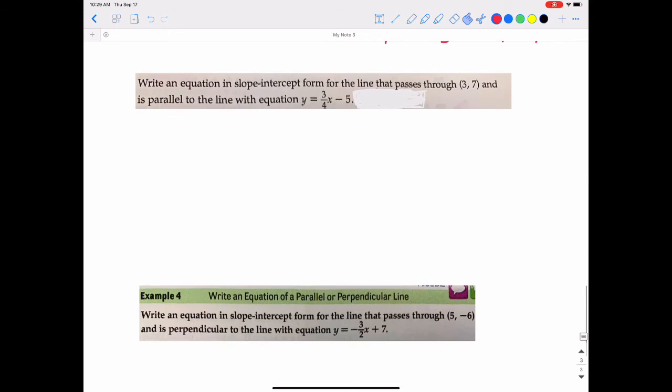So this one says, write an equation in slope-intercept form of the line that passes through (3, 7) and is parallel to the line with the equation y equals 3/4 x minus 5. So we've got the point already, it's (3, 7), but what's the slope? Well, if we're writing an equation that is parallel to this equation, that means it has the same slope as that equation, and the slope is right here, 3/4.